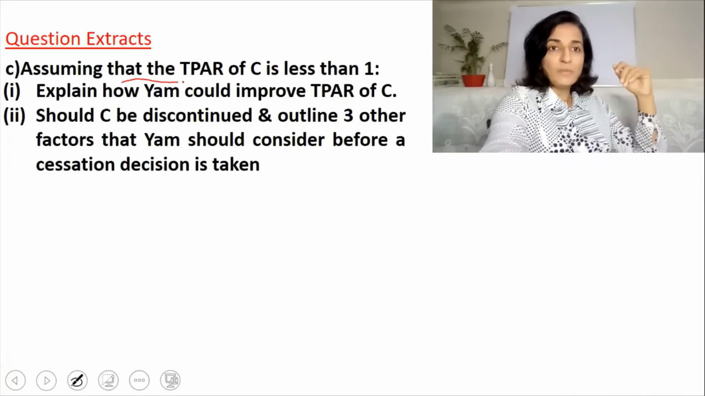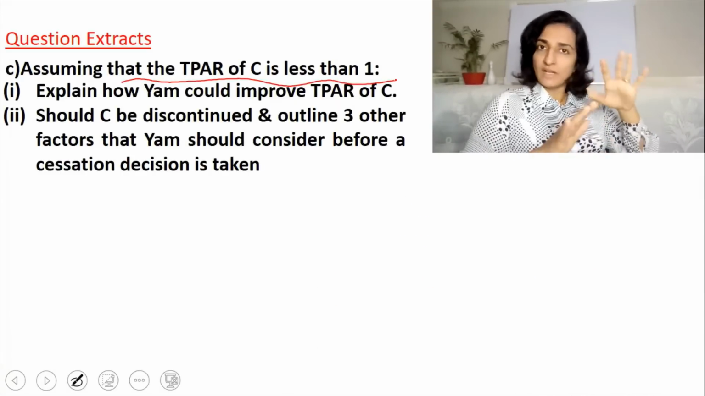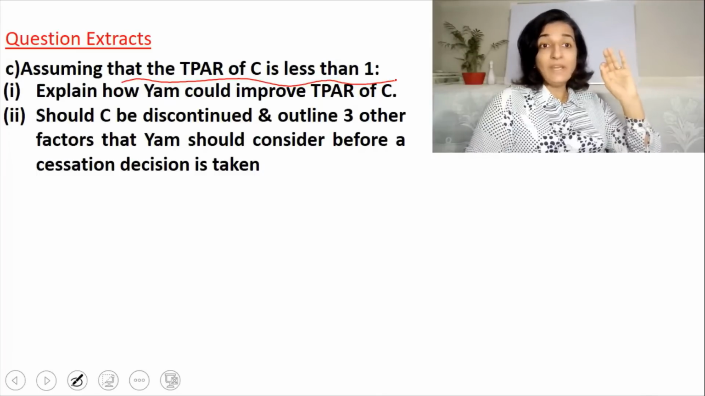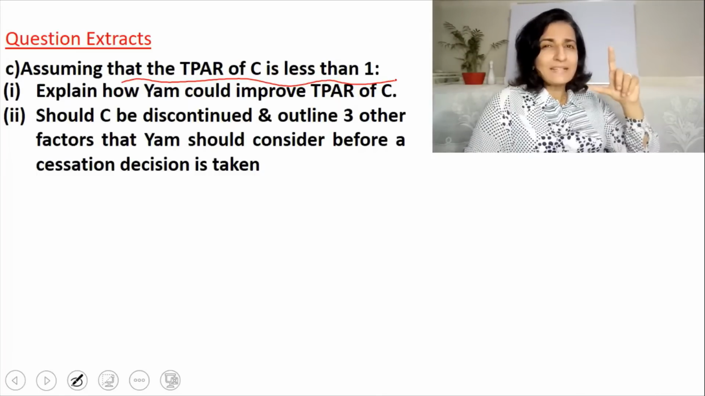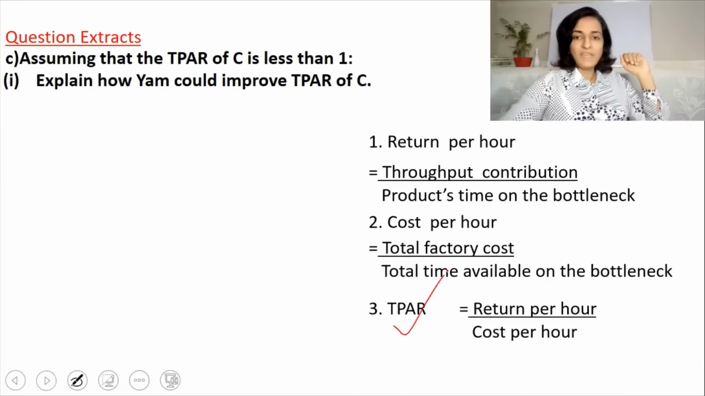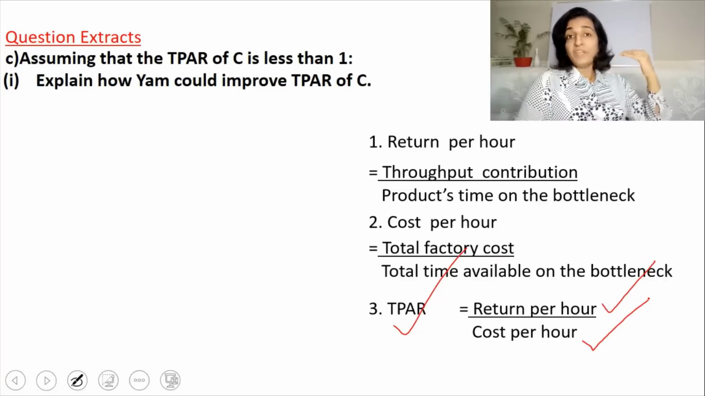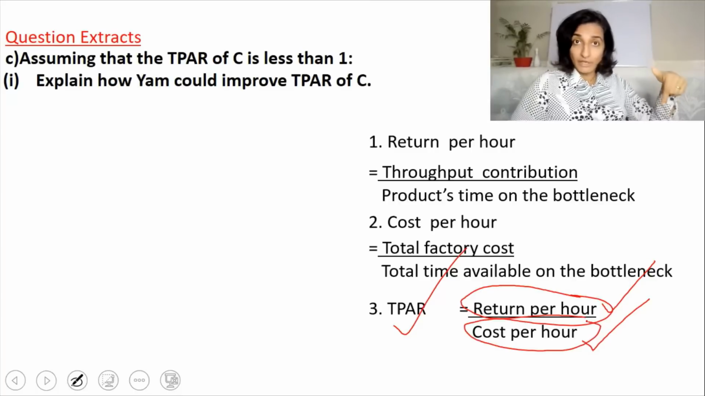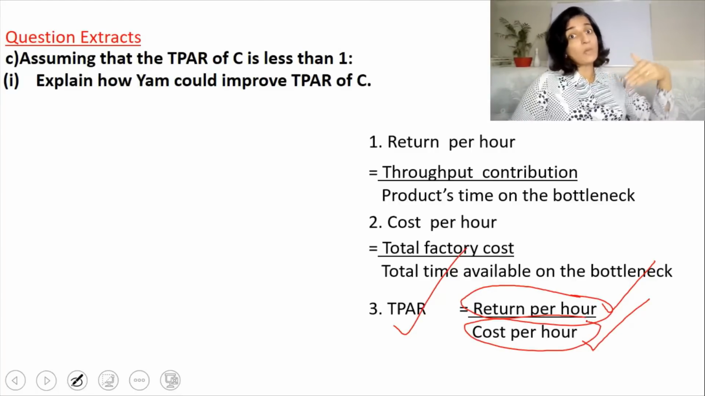So they've said that assuming that TPAR of C is less than 1, and we saw that TPAR of C is actually less than 1, explain how Yam could improve the TPAR of C. So let's analyze the formulas. TPAR is return per hour divided by cost per hour. Now, if you have to improve the TPAR, then either the numerator has to increase or the denominator has to reduce. Only then the TPAR will improve.